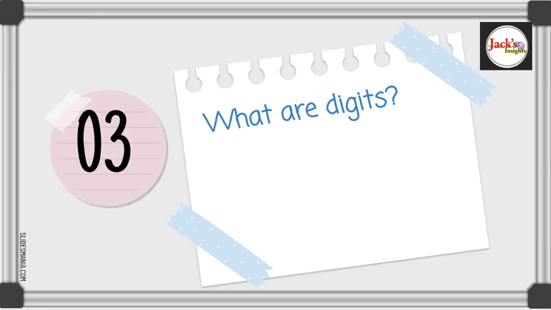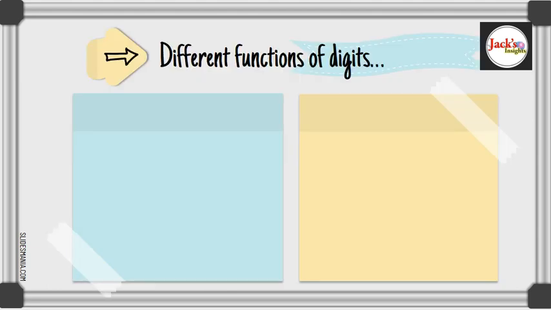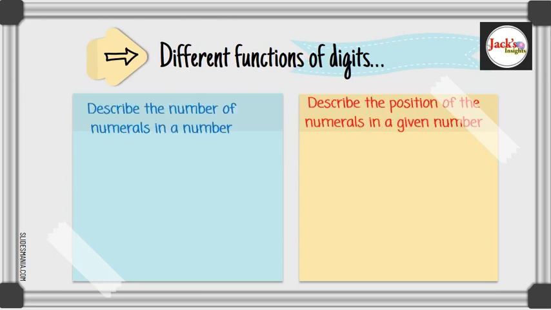Now for the digits. Digits describe the number of numerals being used in a number. Also, digits describe the specific position of a numeral in the given number. So, in other words, these are the different functions of digits. First, describe the number of numerals in a number. The second, describe the position of the numerals in a given number.